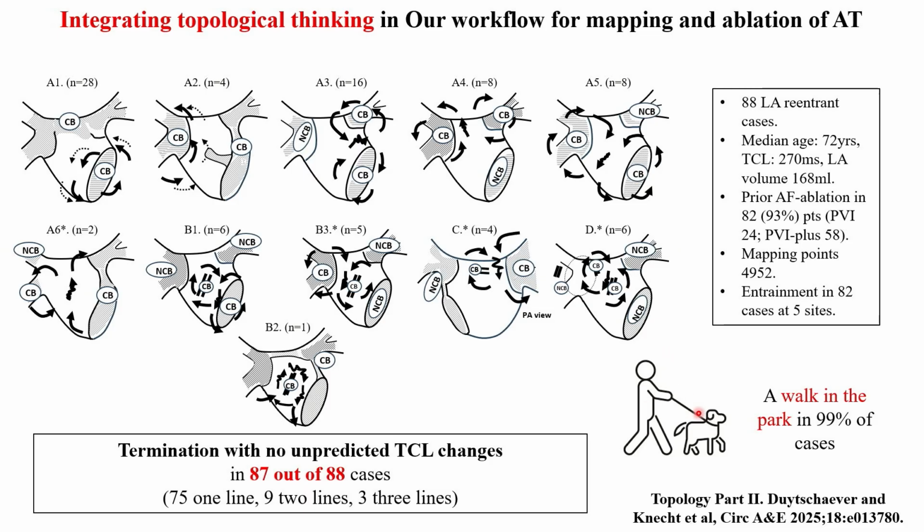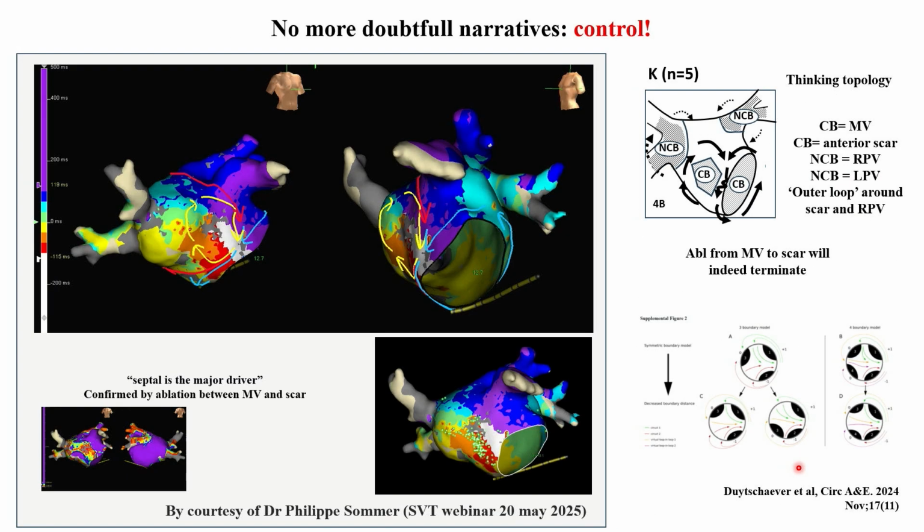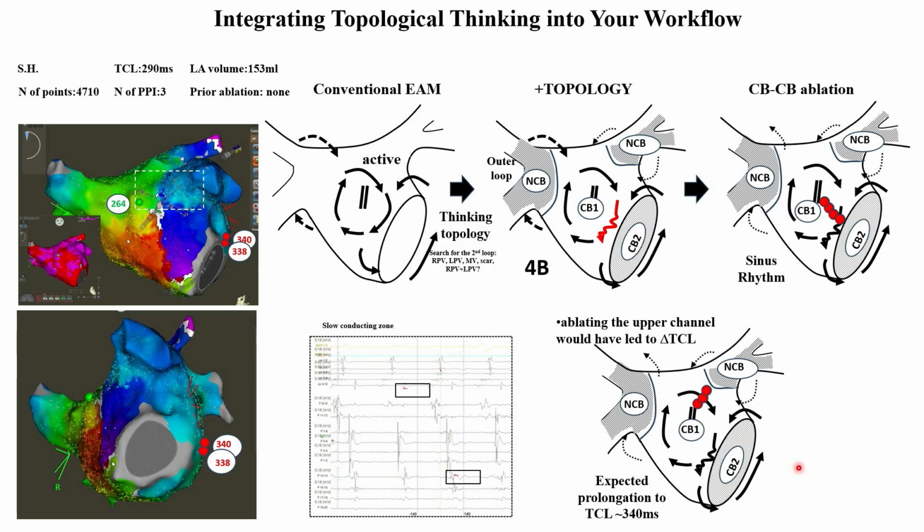And that's what we do now. We take the dog for a walk in the park, but now we are in control, and we see 99% of the cases. We don't see anything unpredicted regarding TCL changes. One case I will show. I will take this case.